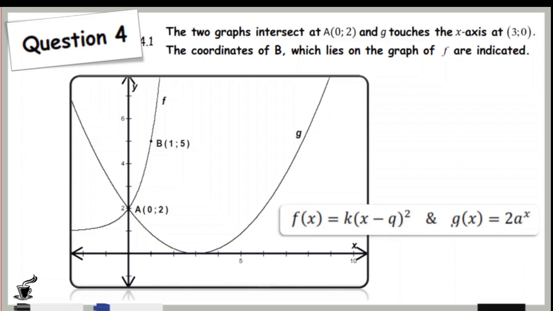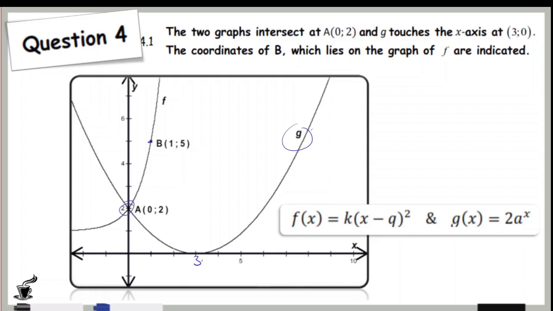So for any question with a diagram, first let's just examine the thing. We have two graphs intersecting at 0 and 2. That's the y-intercept over there. And g, which is a parabola, touches at 3 and 0. So we know that's 3. The coordinate of B lies on the graph of f. That's indicated.